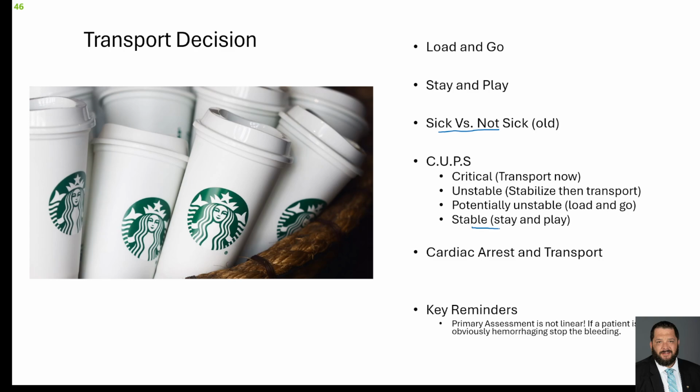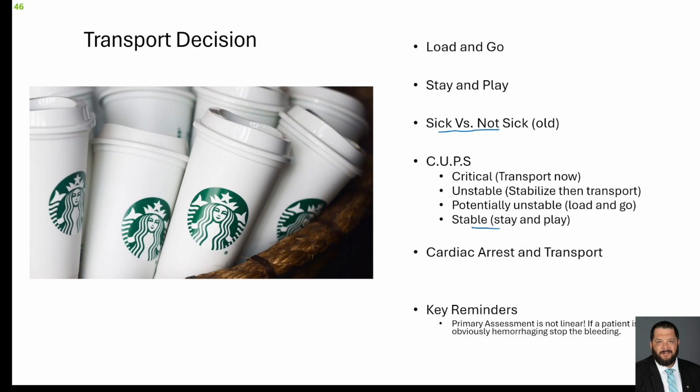So for stable patients that their level of consciousness, their ABCs, the primary survey checks out, stay and play. That's where you're going to do your secondary survey, your vital signs, etc. Get your history. For your potentially unstable patients, these are patients that may have some deviation in that primary survey, right? Perhaps they have a good airway and their breathing and their circulation is good, but they're unconscious, right? Those are going to be load and go.